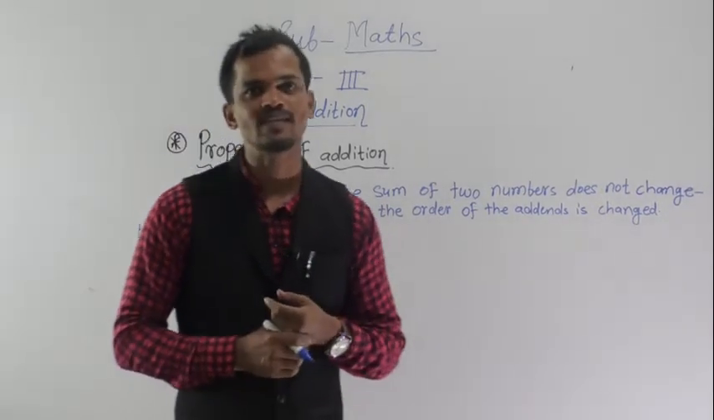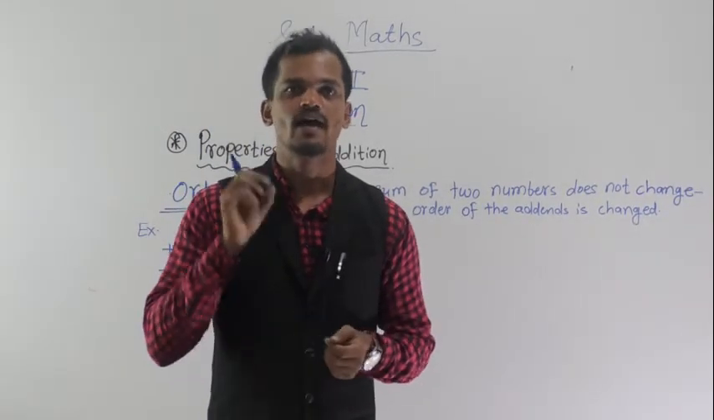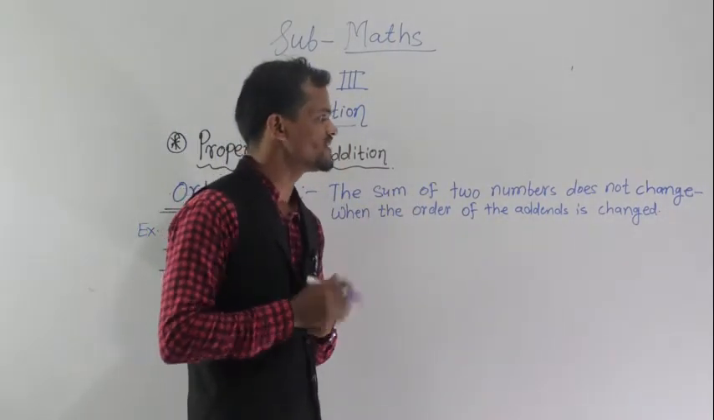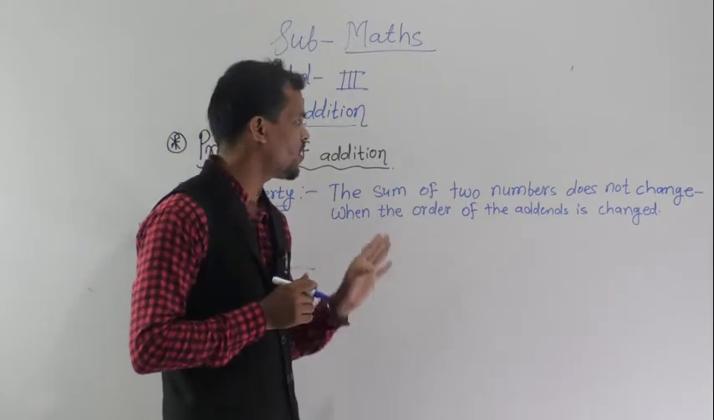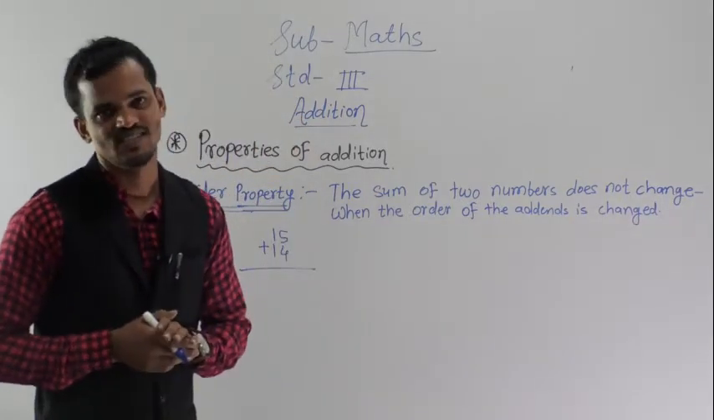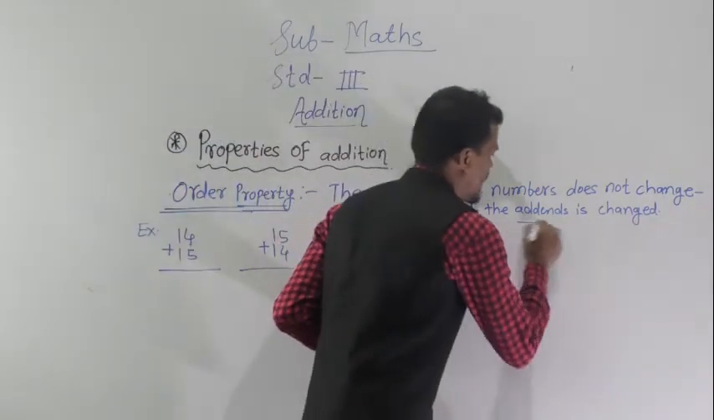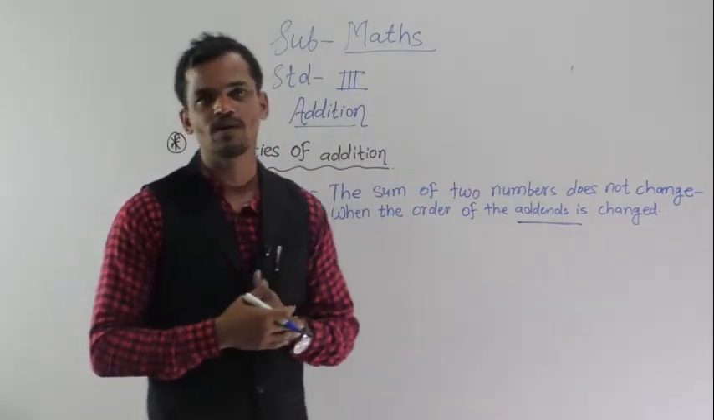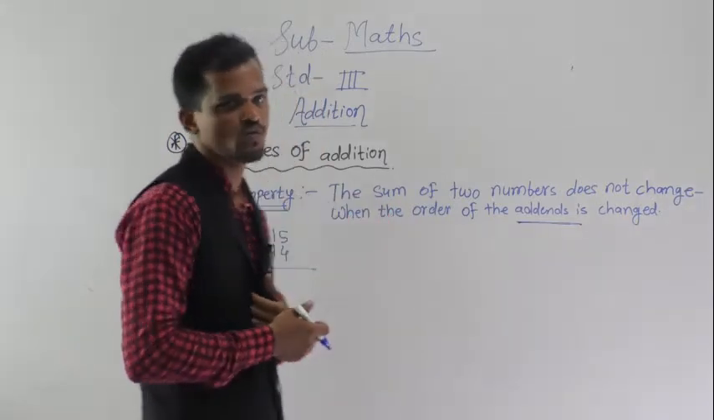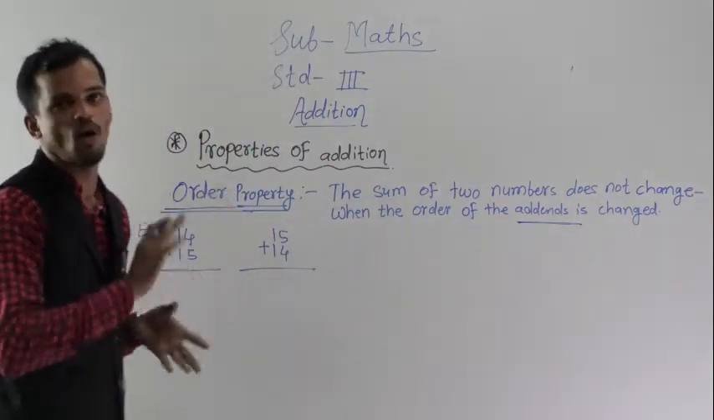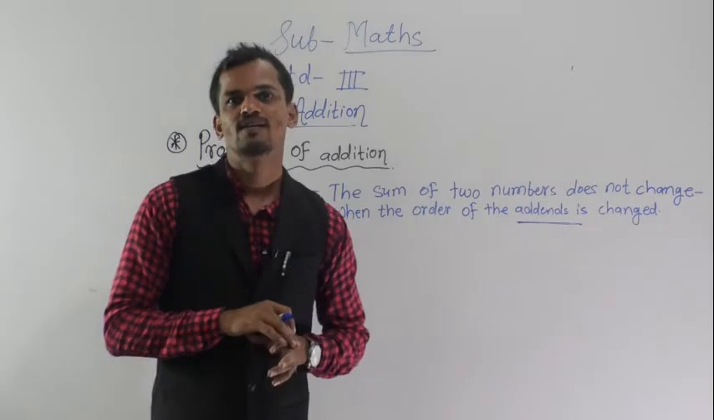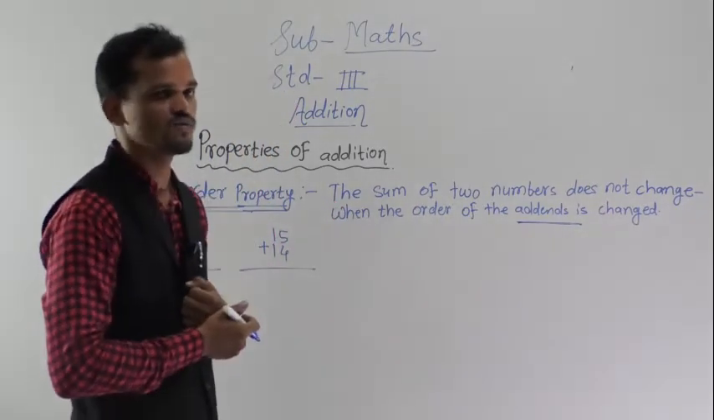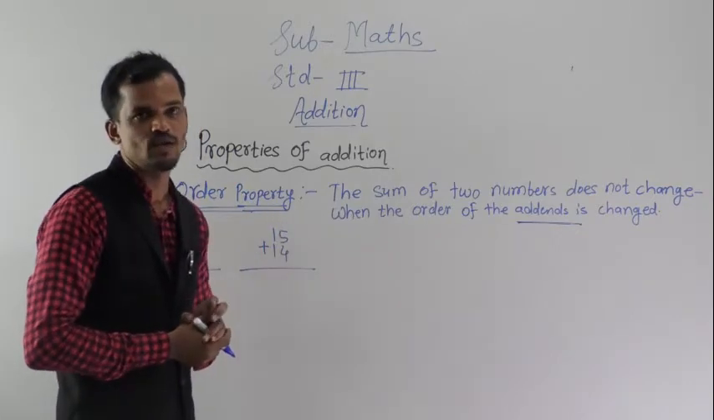The first property is the order property, and it states that the sum of two numbers does not change when the order of the addends is changed. We know what is meant by addends: the numbers we are going to add are called addends. If we change the order of the addends, the sum does not change. We will see one example so you will understand.